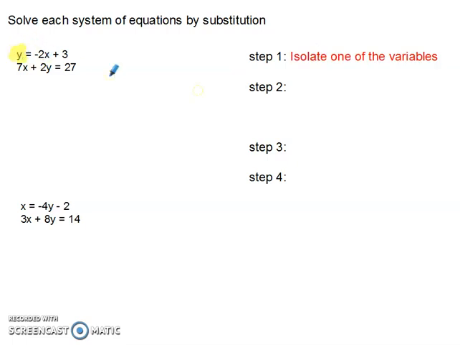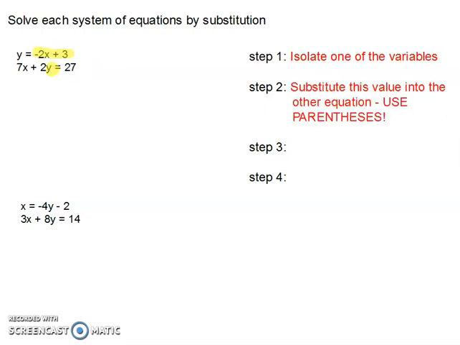So I do already have a y that is isolated, so I'm going to take that value of y, or the negative 2x plus 3, and replace it for y, and that is step 2. Remember that we must use parentheses. So here my x stays, but I am replacing my y with something. So I have 7x plus 2 times y is equal to 27.